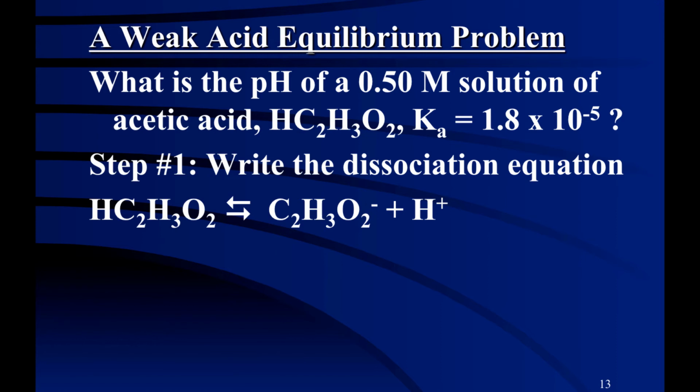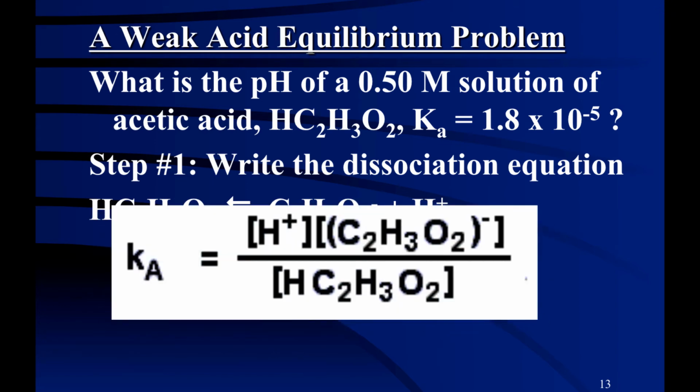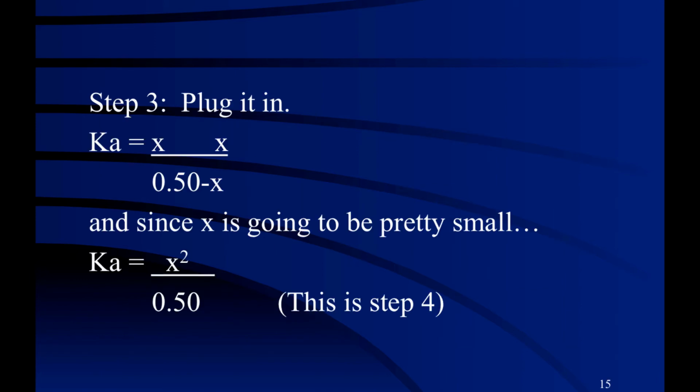Step 1, I'm going to write an equation. There's acetic acid giving off a hydrogen ion. We can go ahead and write a Ka expression for it too. Ka is equal to the concentration of the C2H3O2 times the concentration of hydrogen ion over the HC2H3O2. Let's ice that sucker down. I put in my initial concentration of the acid. The other two start at 0, minus X and plus X, just like we've been doing. I plug it into the Ka expression, the products over the reactants.